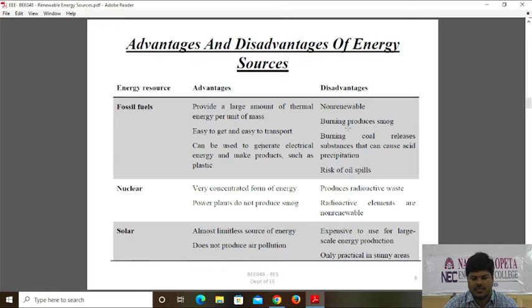Next one, burning process. Burning produces smog. Burning coal releases substances that can cause acid precipitation, a risk of oil spills.